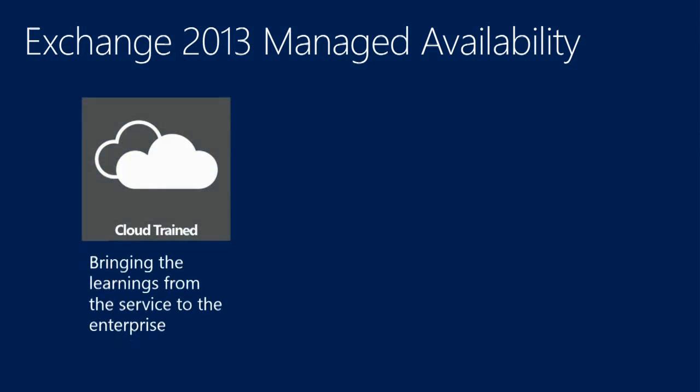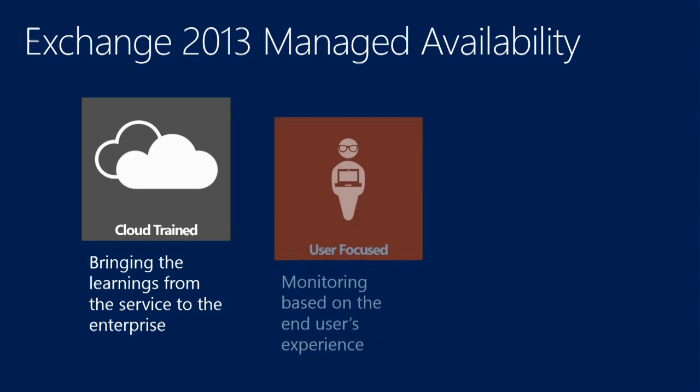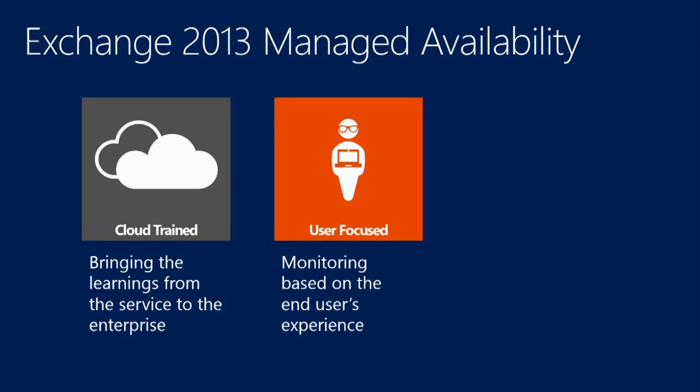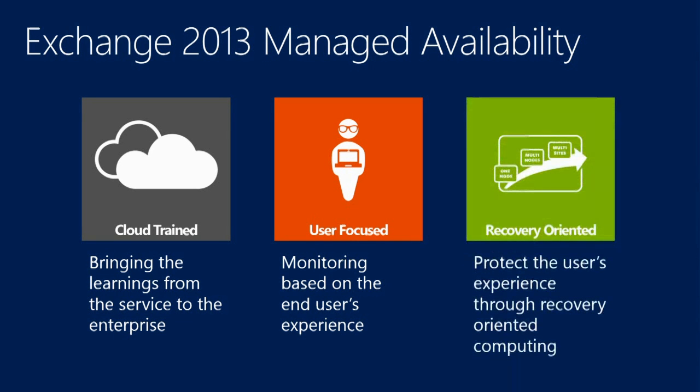So if you look at managed availability in Exchange 2013, there are three key principles that came out of it. One is that it's cloud trained, and I'll explain what I mean by that in a minute. It's basically taking things that we learned in the service and applying them to on-premises, but we'll go a little deeper than that. It's also user-focused, and this is not just a technology change, but also a mindset change, and hopefully one that you will walk away with at the end of this session as well. And the last area is that it's recovery-oriented, but when we talk about recovery-oriented, we're talking about recovering that user's experience so it's back the way that they expect it.